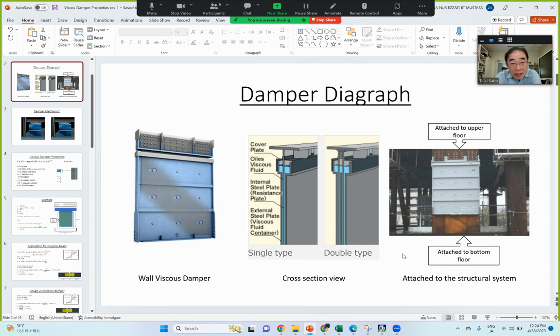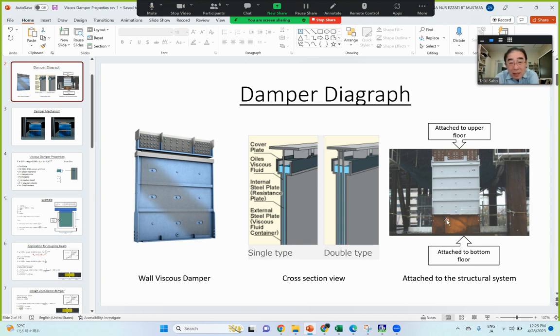In the case of the single type, there are three plates, and the middle plate is moving inside the viscous material, the viscous fluid, and it dissipates energy. If you look at the double type, the top plate has two, so they call it double type. We can make double, triple, as we want. It depends on how thick the wall can be.